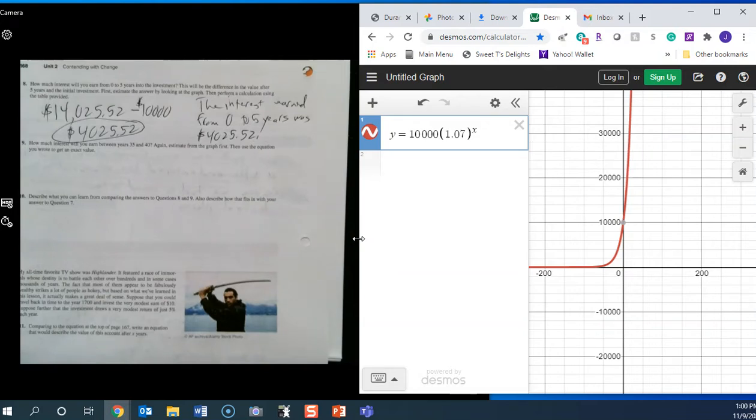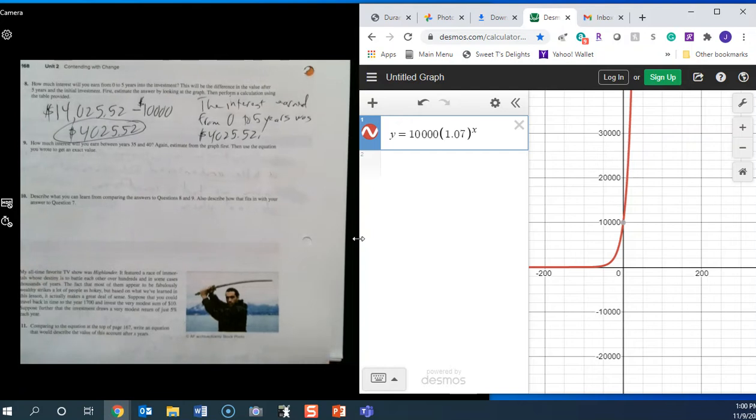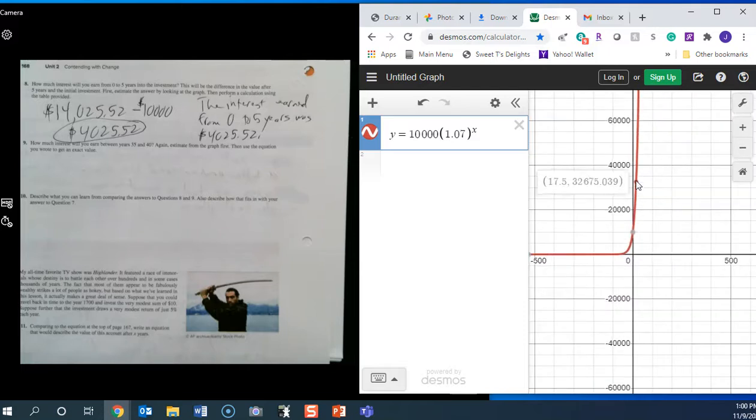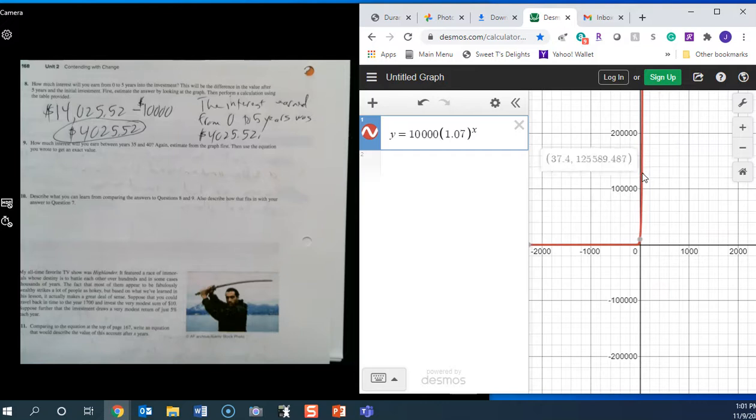Okay, now number 9. It says, how much interest will you earn between years 35 and 40? Again, estimate from the graph first, then use the equation you wrote to get an exact value. So we can go back here to the graph. We can click here. So years 35 to 40. Just keep moving. All right, I'm going to have to take this out a little bit. So a little bit more. Let me do it like that.